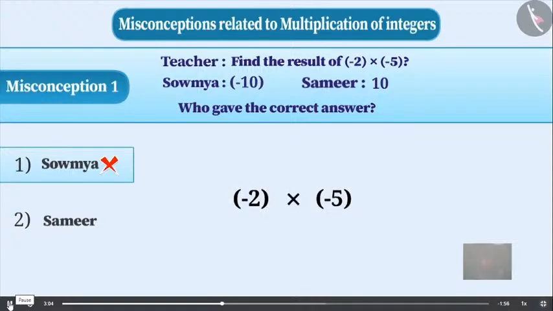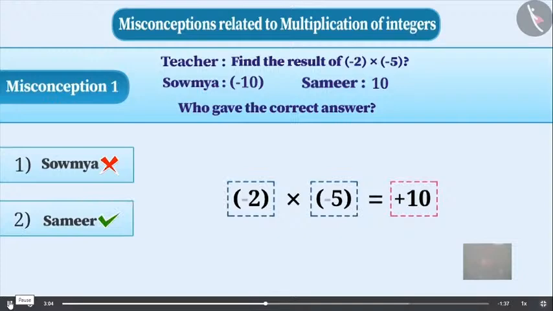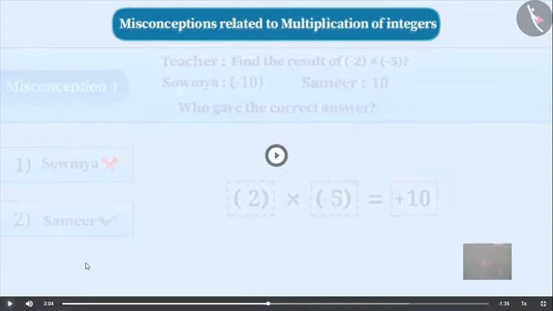Correct understanding is that the product of any two negative integers is always a positive integer. Therefore, while multiplying two negative integers, first we will multiply the numerical values of both the integers and then a plus sign is added to the result. Thus, the correct result of minus 2 into minus 5 is plus 10. That means Samir has given the correct answer.